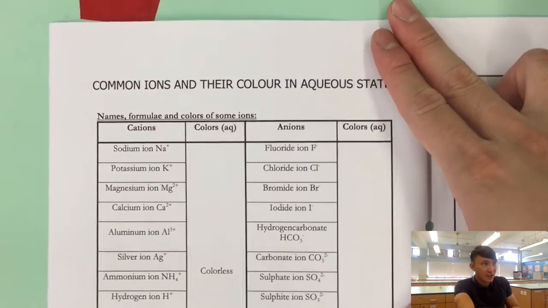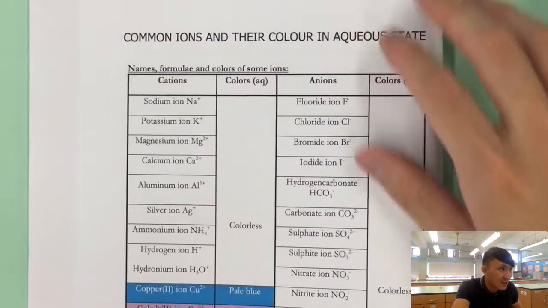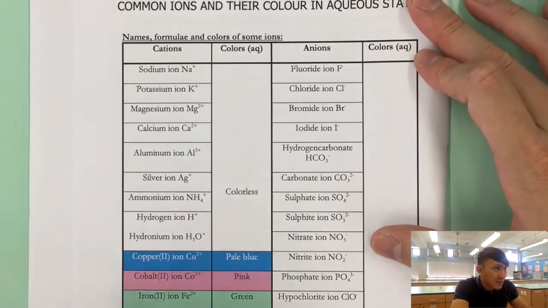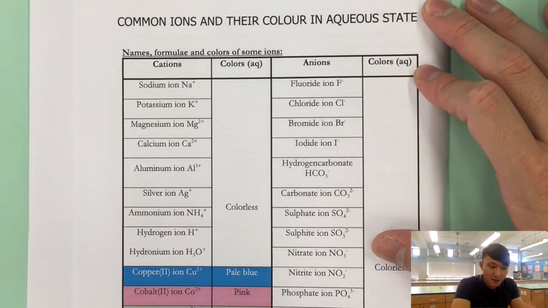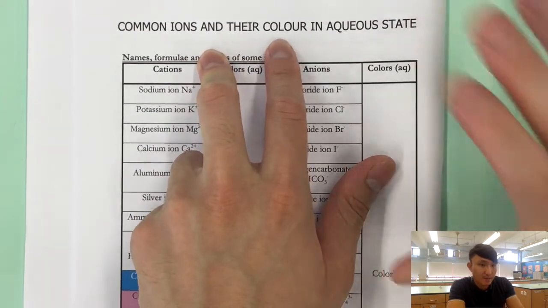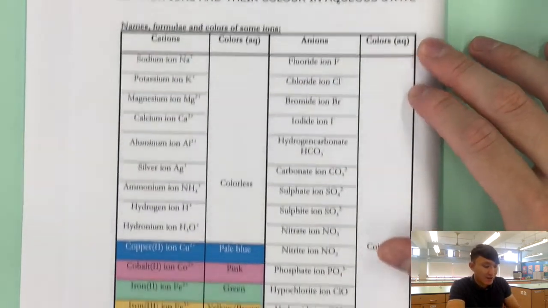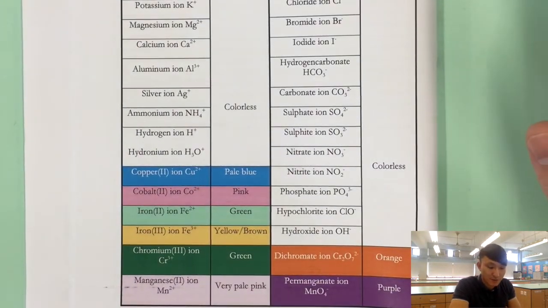Now the next few pages are very colorful. If you have a color printer, or if you want to print it out in color printer, that would be best. Now basically here, after you have memorized the name, the formula, now it is the color. You need to memorize the color, okay? So this table is showing you the color of common ions, okay?